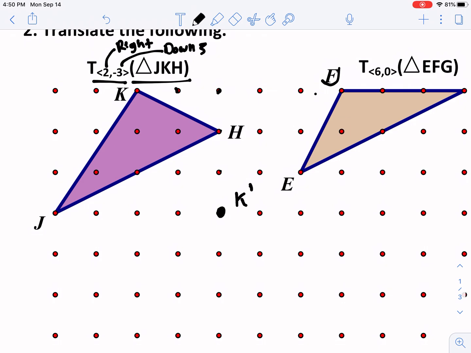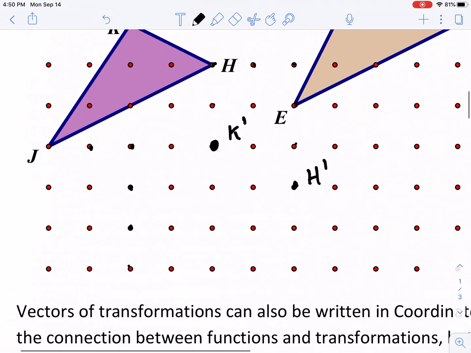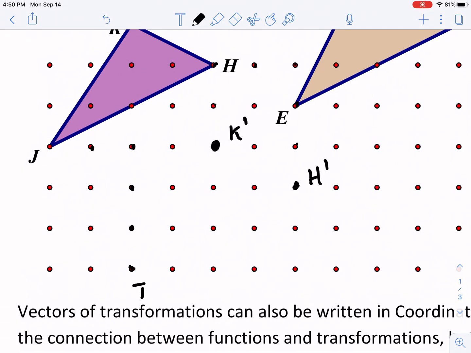Okay, then we can also do the same thing with H. I can move H 1, 2, and then down 3, 1, 2, 3. So this guy right here would be our H prime, and then we can also do the same thing with J. To the right, 1, 2, and then down 1, 2, 3. So this guy over here would be our J prime.